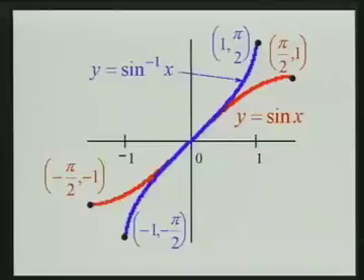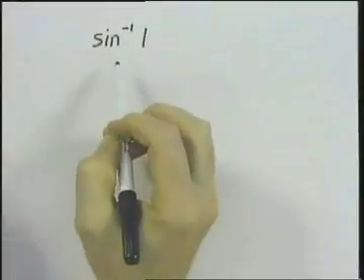If we look at the graph of y equals sine of x and y equals arc sine of x, we notice that it has all the key characteristics of a function and its inverse. That is, the graph of y equals arc sine of x is the graph of y equals sine of x reflected about the line y equals x. So now that we have all this preliminary information, let's go ahead and evaluate some inverse sine functions.